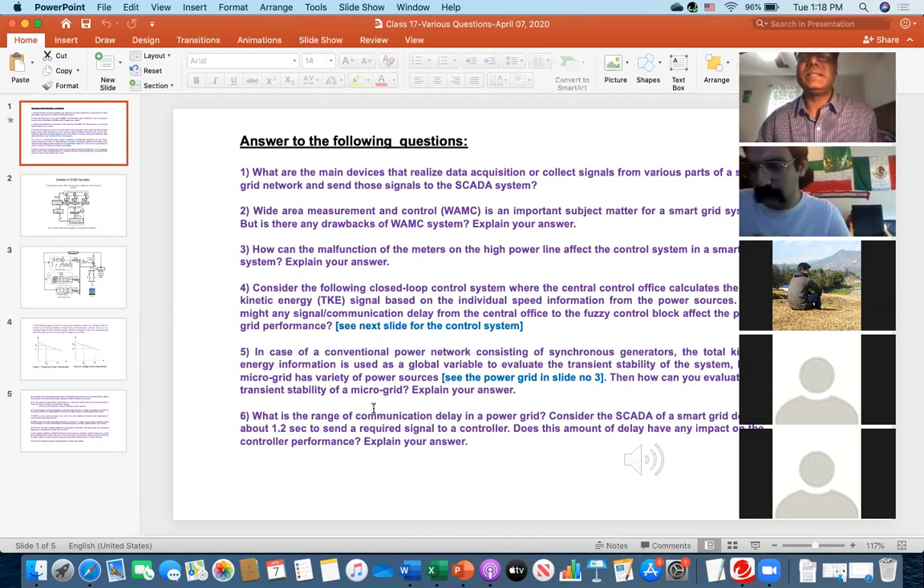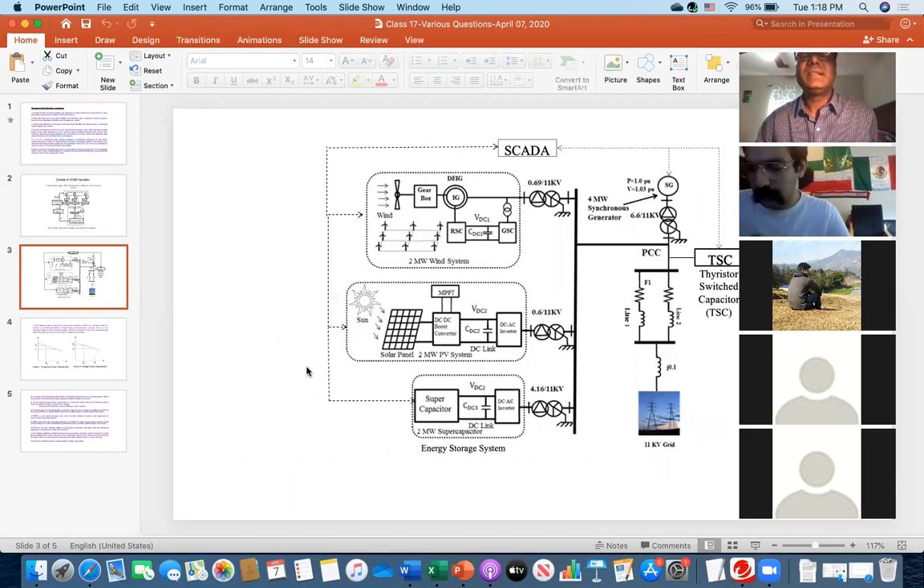So now everybody see slide number 3. Yes, everybody see this picture. On top, I have written SCADA. And what are the sources? You see the DFIG, this one is the wind farm or wind plant. Next, you can see this is the solar farm. And then there is a supercapacitor energy storage. And then on the right side on top, you see SG is written. That is the conventional system, the synchronous generator. And then there is a line, and that is connected to the 11 kV grid.